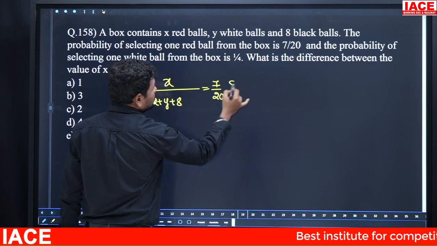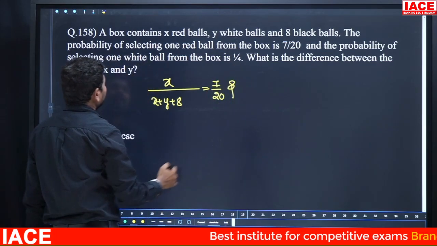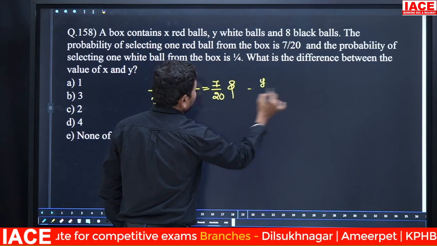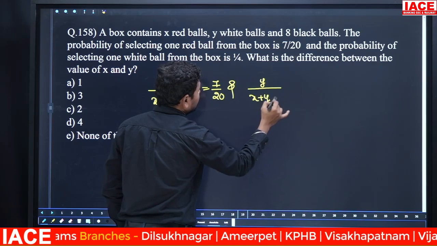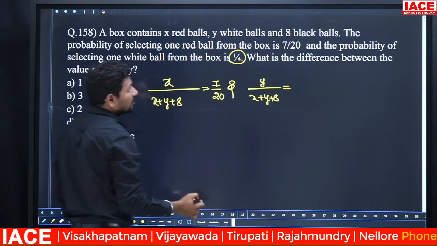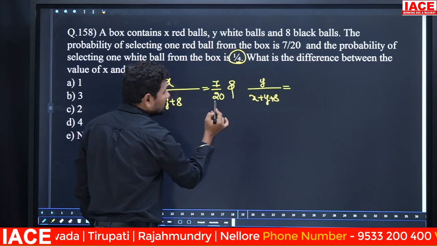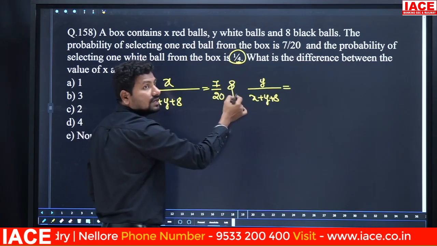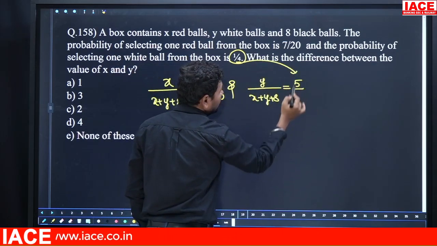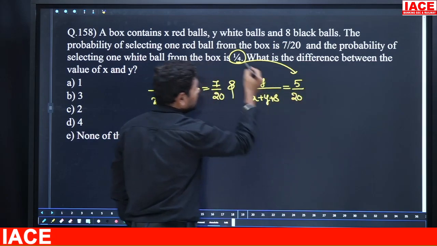And the next value is the probability of selecting one white ball. The white balls are Y, so Y by X plus Y plus 8 is equal to the fraction they mentioned, 1 by 4. In 1 by 4 the denominator is 4, here the denominator is 20, so make this also 20. This 1 by 4 we can write as 5 by 20. 5 by 20 is equal to 1 by 4.